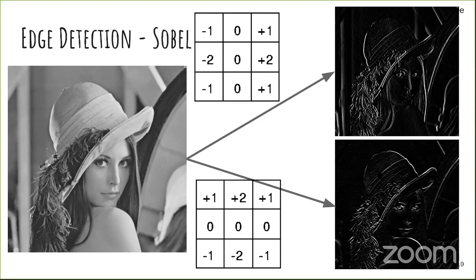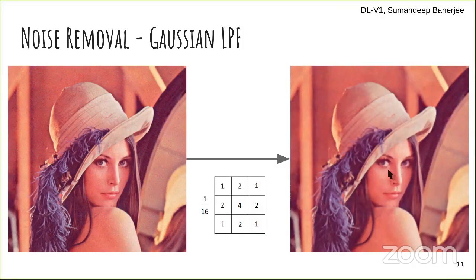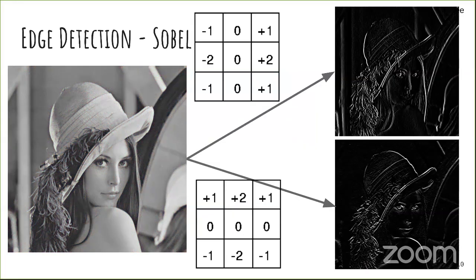And the output is different. The output is something which can be interpreted, which could mean different things.